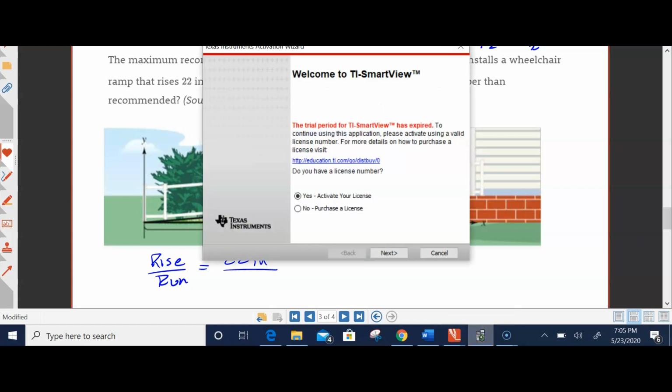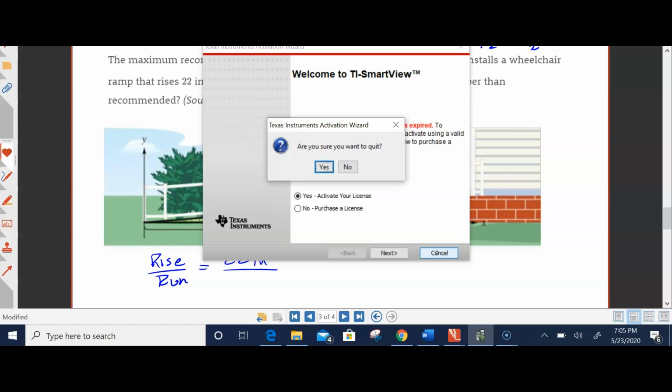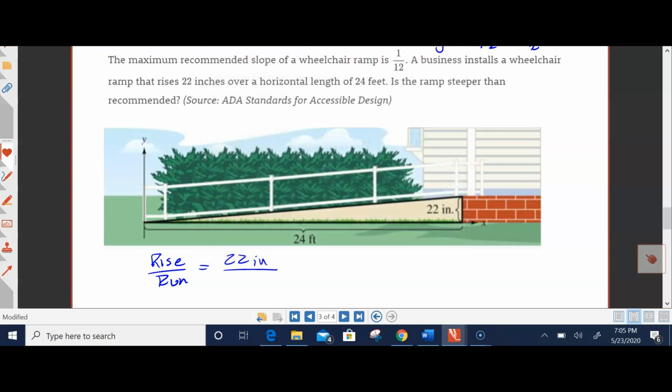I don't want that. I want my calculator. Well, I'm going to have to go to another one. Hold on. So converting 24 feet to inches, I end up with 288 inches.